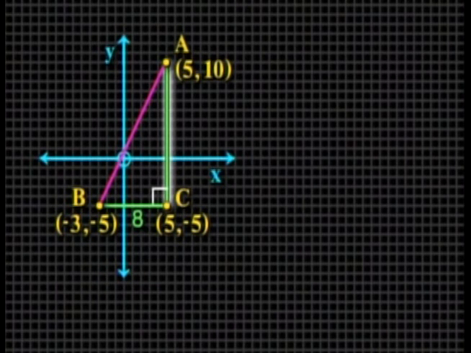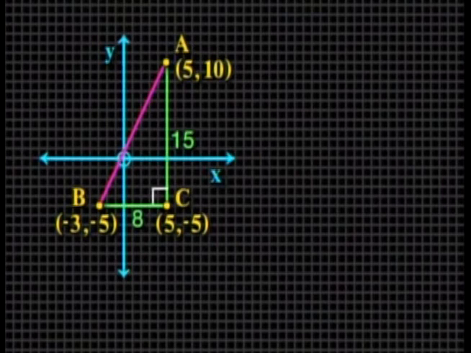Now let's find the length of the leg AC. Again, since we have grid lines, we can just count, but it's quicker to subtract. We won't subtract x-coordinates since the line here is vertical. We'll subtract the y-coordinates. 10 minus -5 is 15. This leg is 15 units long.